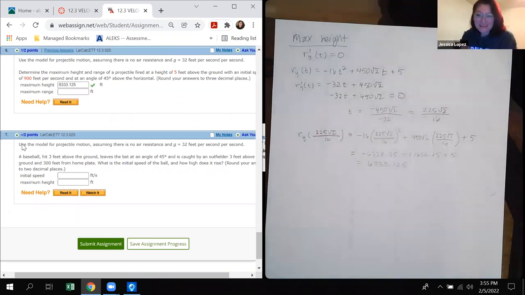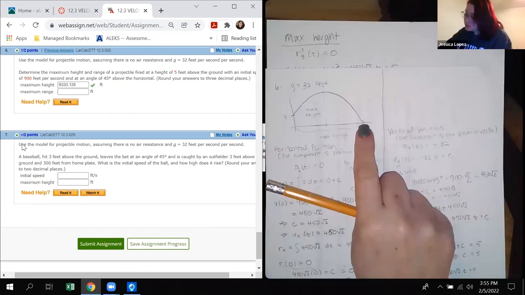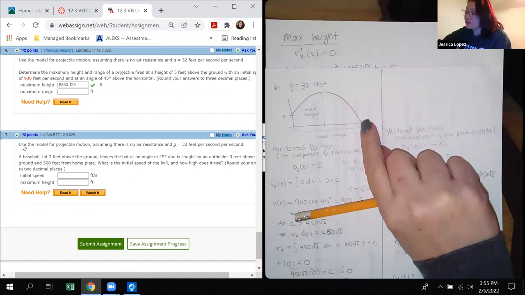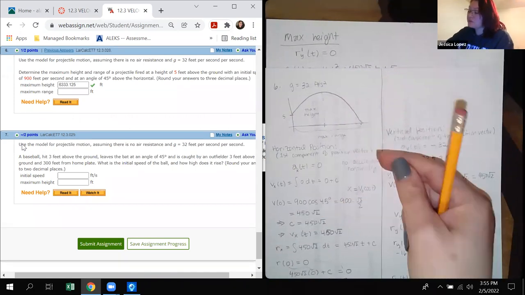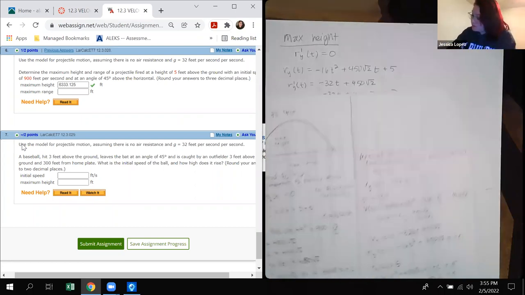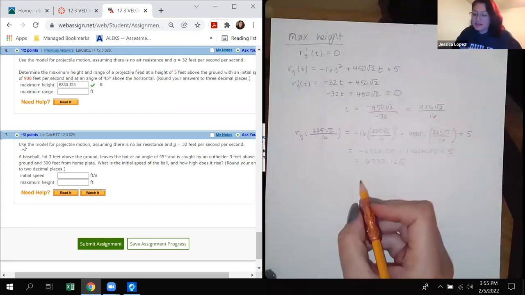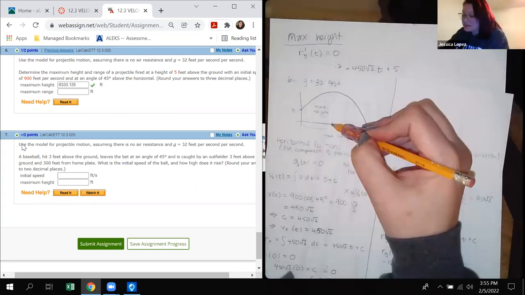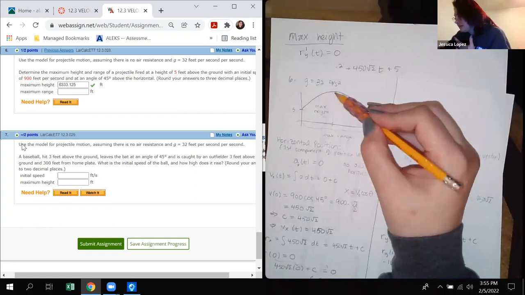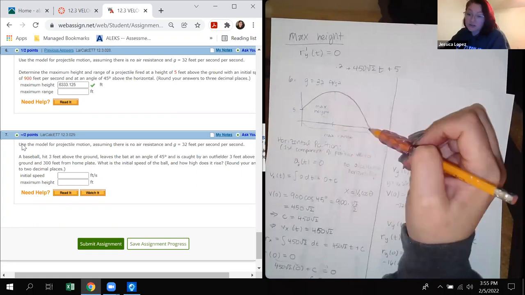Now let's do the second part. So back to my little picture here. We're trying to find the maximum range. So we need to figure out what that t value is where the y position is zero. Once we know that, then we can plug that t value into x and we'll be able to get this x value over here. It's the t value that lands me here and the t value that lands me there, and those give the x position of each point.